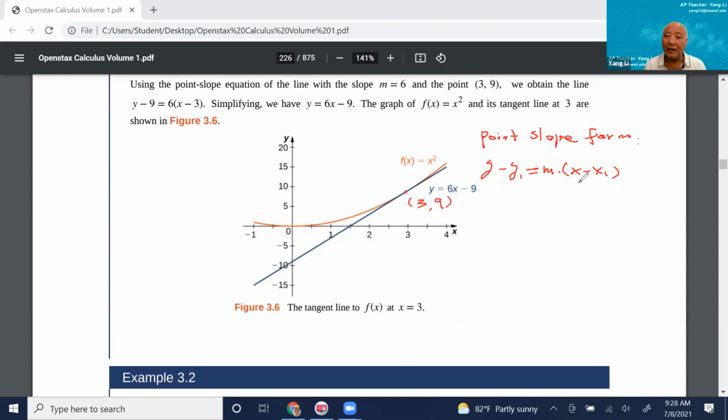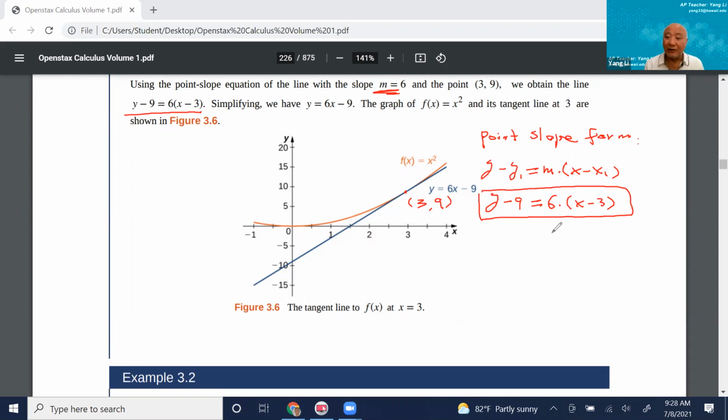So we will have y minus y1, we put as 9, equals slope. Slope, we find it here. We just found the slope is 6, 6 and x minus x1. So x1, we just put in as a 3, right? Because we're looking for that point there. And then we can change it to what? See here, that's what they got here. y minus 9 equals 6 times x minus 3. Of course, this is called the point-slope form of the line.